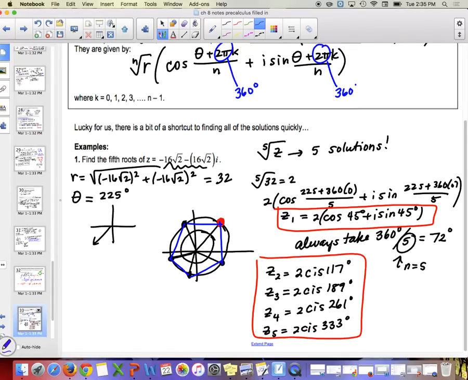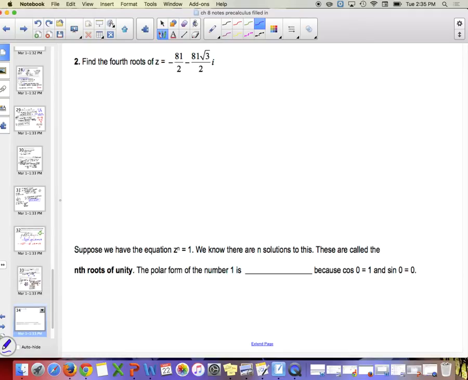All right, so that finds the different solutions. Once you find the first one, don't waste all the time plugging back into the formula. Just keep adding whatever 360 divided by n is to your angle. Okay, so let's do another one. It says find the 4th roots of this. So first step, you want to find it in the trigonometric form.